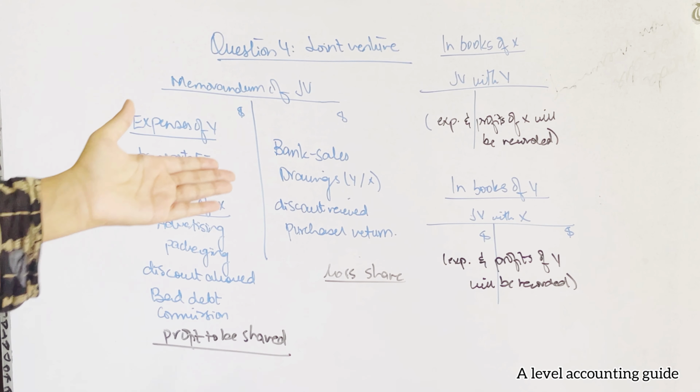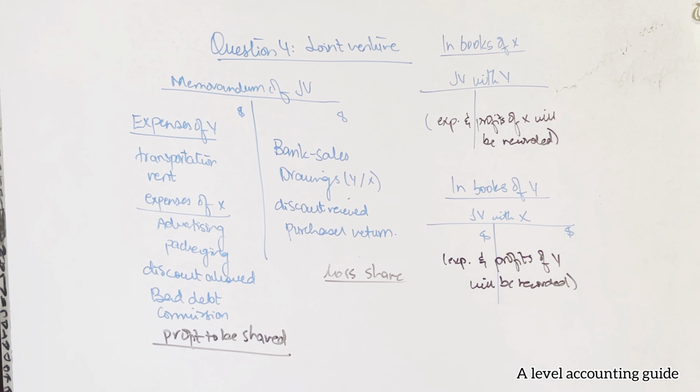Further, the thing in joint venture that basically confuses many students is this: in the books of X, if you're making a joint venture with Y, you will record all the expenses of X. If it is the books of Y, making a joint venture with X, you record all the expenses of Y. So all the expenses of X, for instance rent, commission, advertising, packaging, will be recorded there. This is the only thing you need to learn.